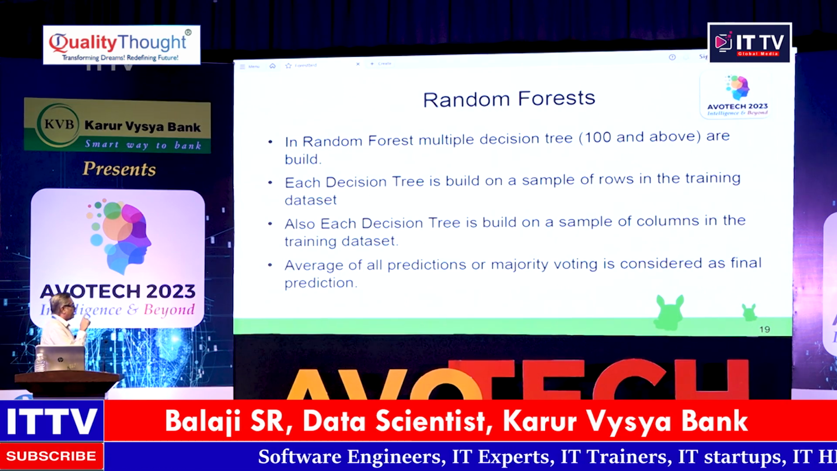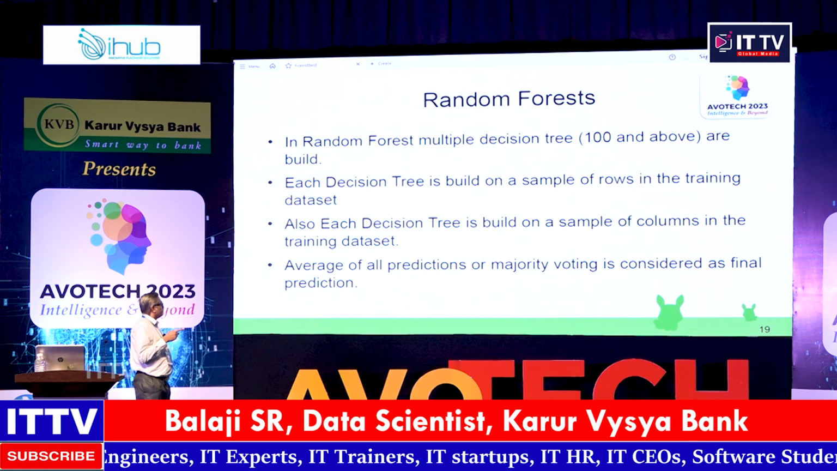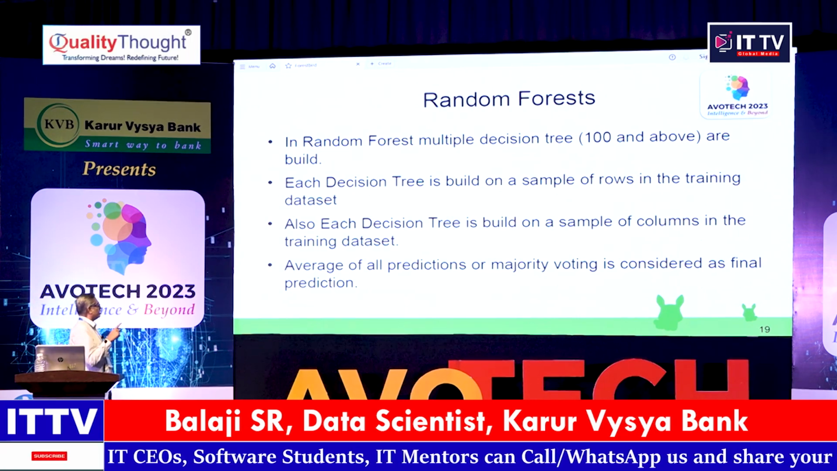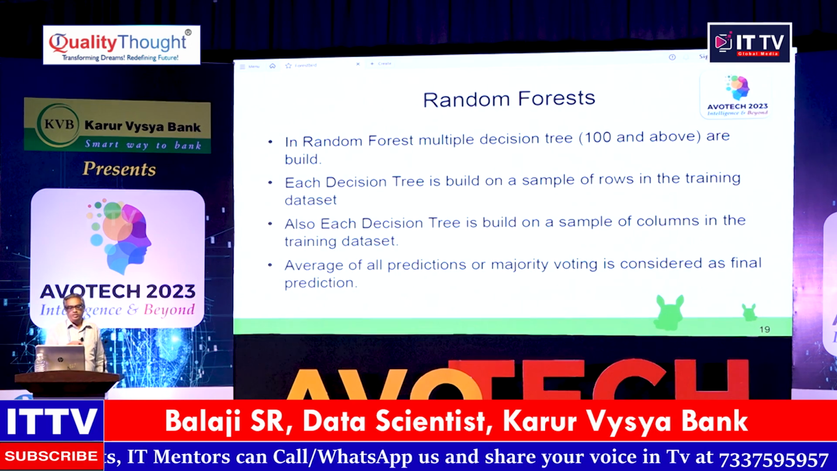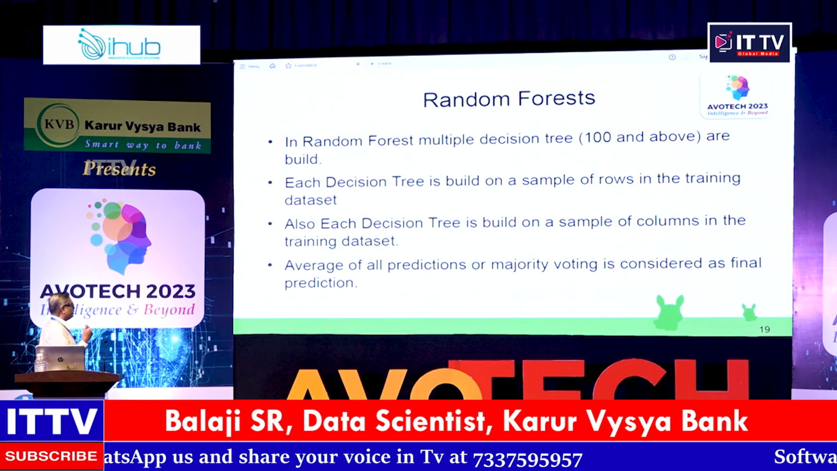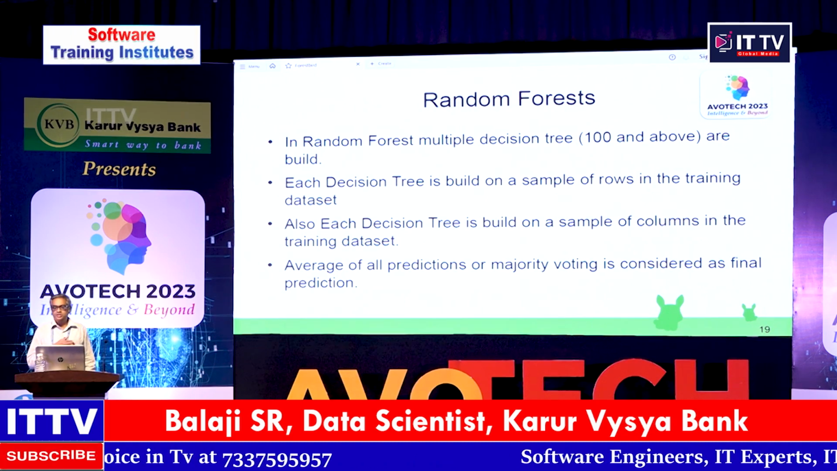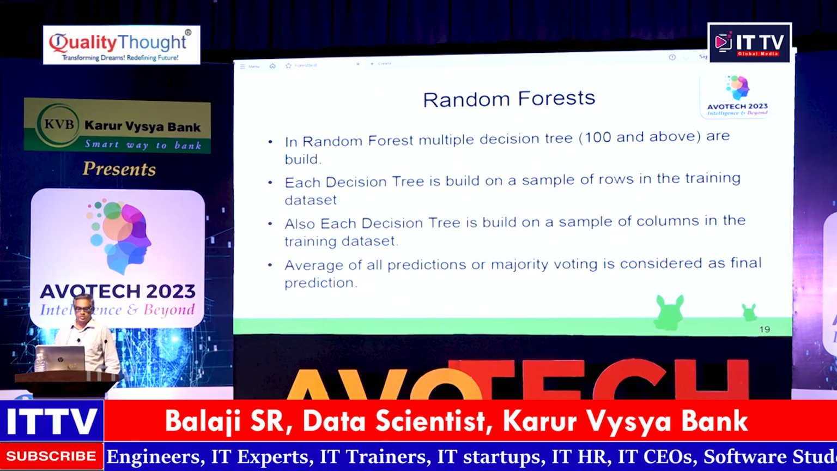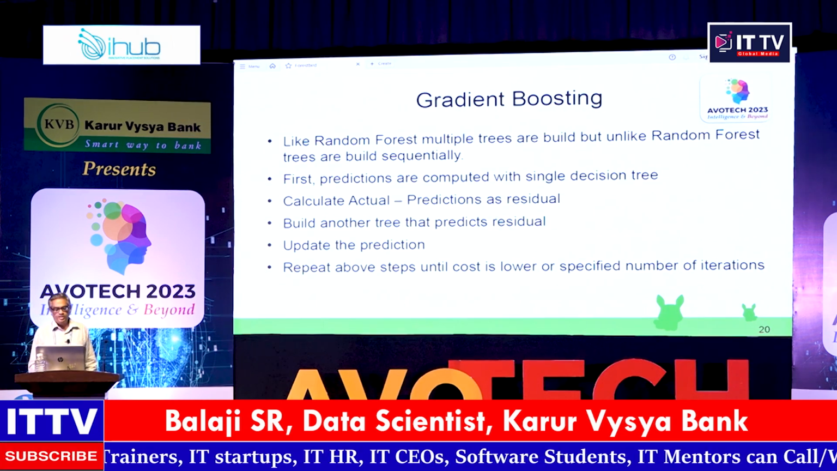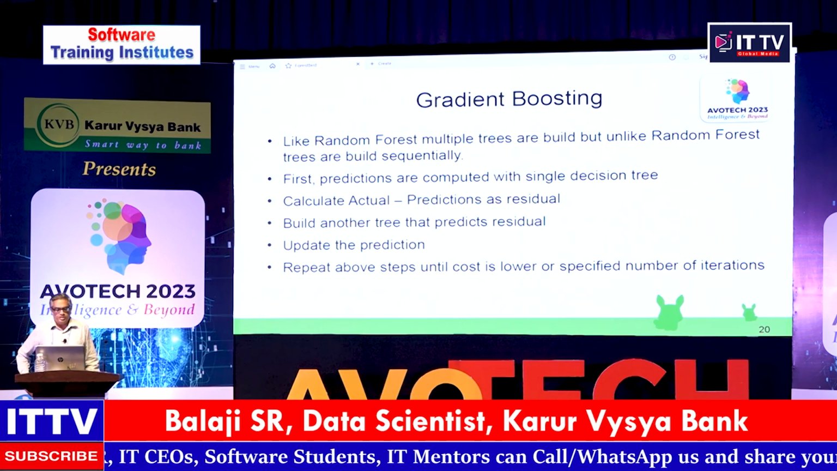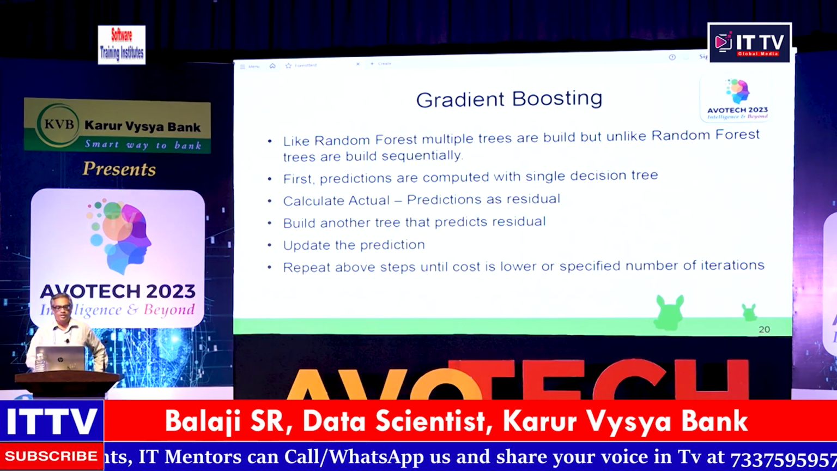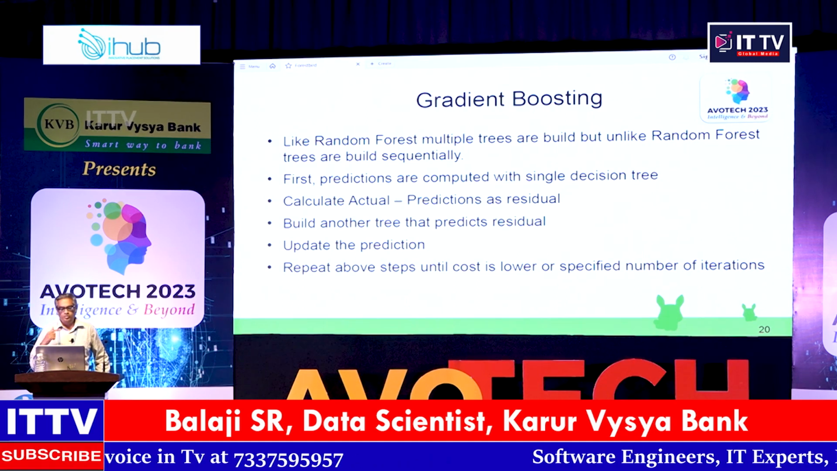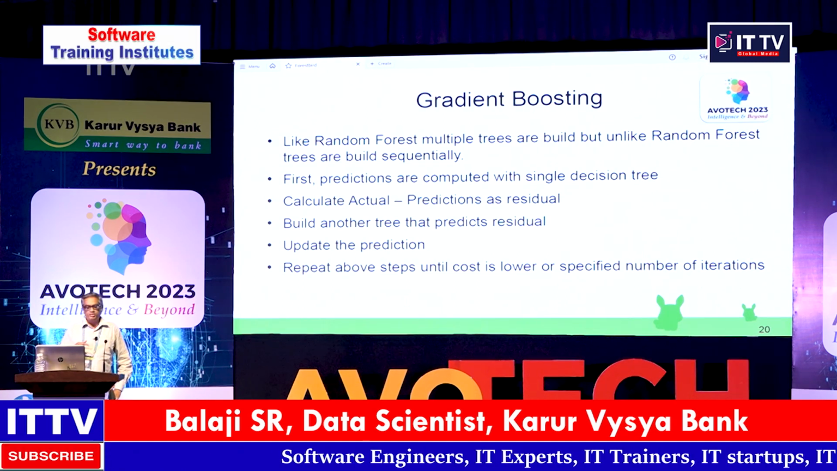Random forest is where you have multiple decision trees. Each decision tree you build on a sample of rows, and each tree also uses only a sample of columns, to remove the error. So you develop multiple trees, each with only a sample of rows and columns, which allows you to generalize much better. An average of all predictions is considered the final prediction. Gradient boosting is similar to random forest. First you generate a prediction using a single decision tree, then you calculate the residuals, then you train on the residuals, and you run it using multiple trees.